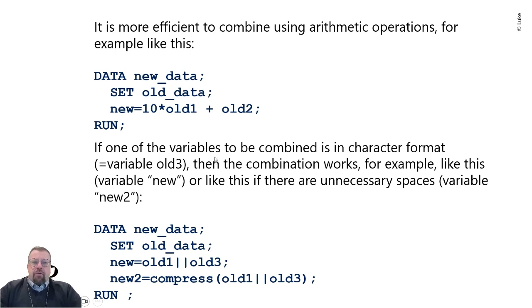And then on the other hand, if the variables to be combined are in character format, then you have to do a little different thing. You can do this so-called concatenation using this kind of expression. This is saying that we want to create the new variable by simply putting together the values from old one and old three. That might end up with some extra spaces in those character values, so when we put them together, there might be extra spaces between the values, and the function called compress can be used to get rid of those extra spaces. So then it will really be just the values put together.